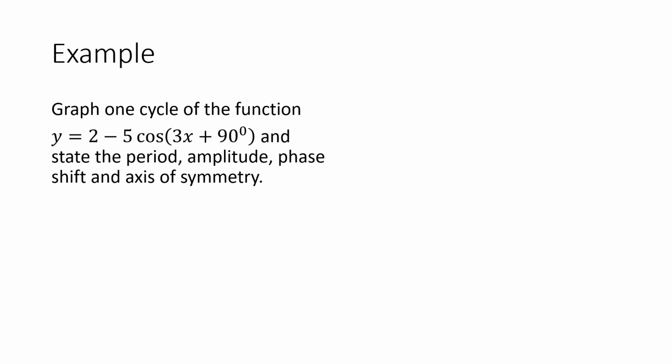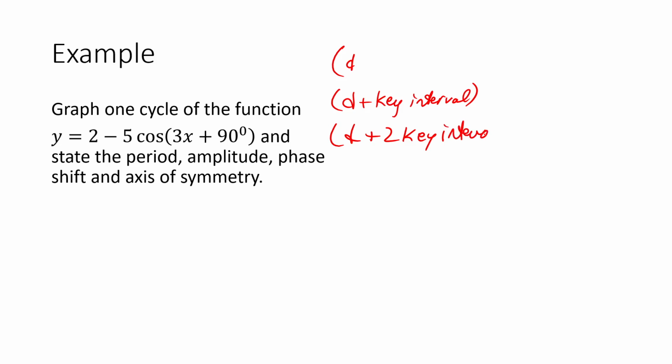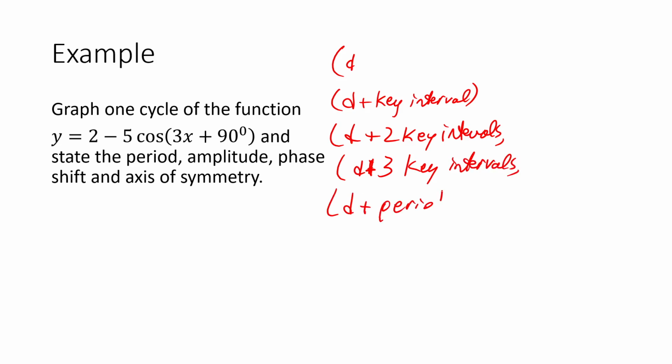Something that's good to remember before we go on into these next questions is that no matter what parent function you have, you will always have the same 5 points for graphing one of these cycles. Your first point will have an x value of d. Your second point will have an x value of d plus a key interval. Your third point will have an x value of d plus 2 key intervals. Your fourth one will have an x value of d plus 3 key intervals. And your fifth point will have an x value of d plus 4 key intervals, or in other words, d plus a period.